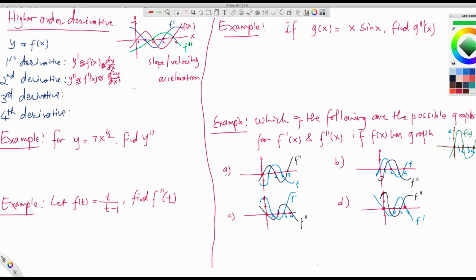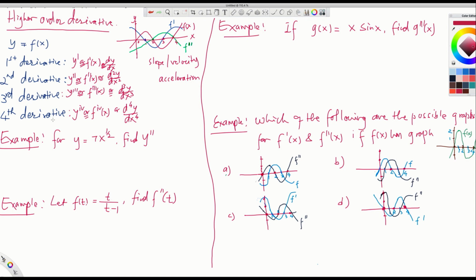How about the third derivative? What is the notation for the third derivative? You can denote it by y triple prime, or f triple prime of x, or d3y over dx3. We don't use the graph of the third derivative or of derivatives higher than the second. For the fourth derivative, the notation is y iv, or four primes, or f iv of x, or d4y over dx4.